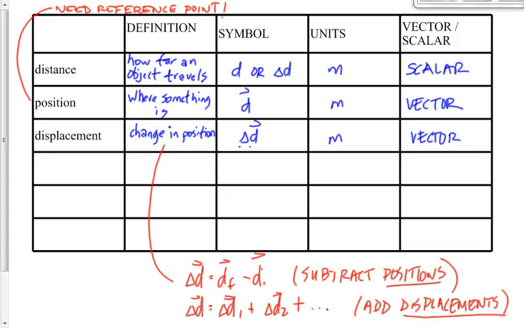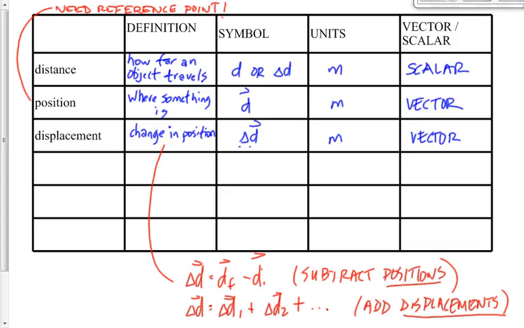I'm going to ask you a couple quick questions, and then we'll do a problem here. The answer to each of these questions is either position or displacement. I'm going to give you some numbers, and I'm going to ask you to tell me, is that a position or is it a displacement? If it's positions, you would subtract them to get displacement. If it's displacements, you would add them to get the total displacement. Okay?